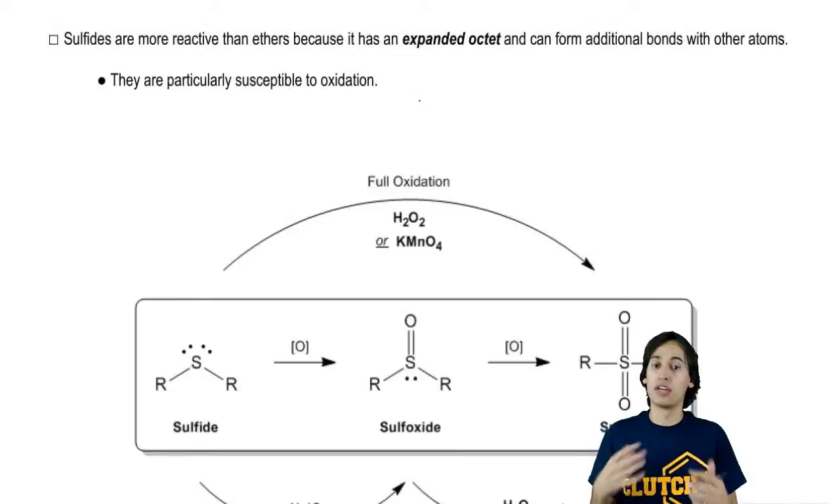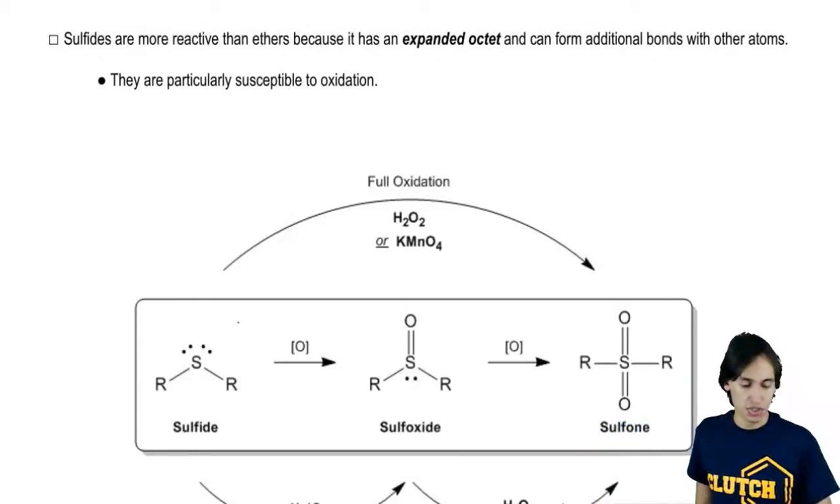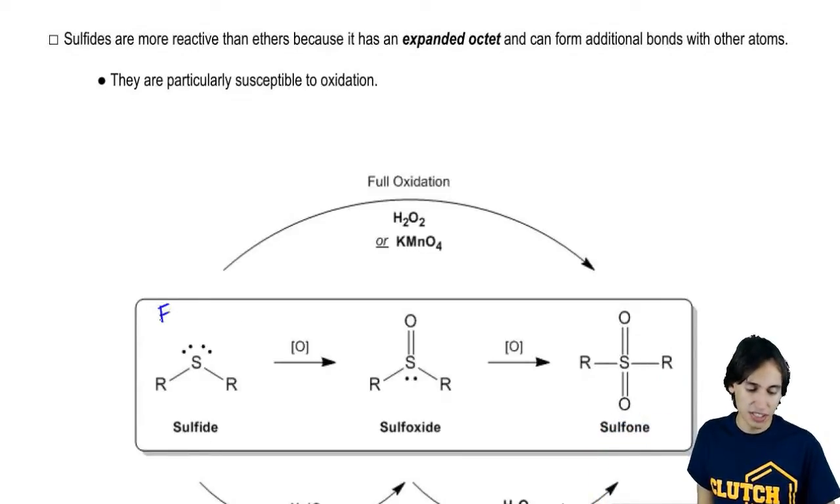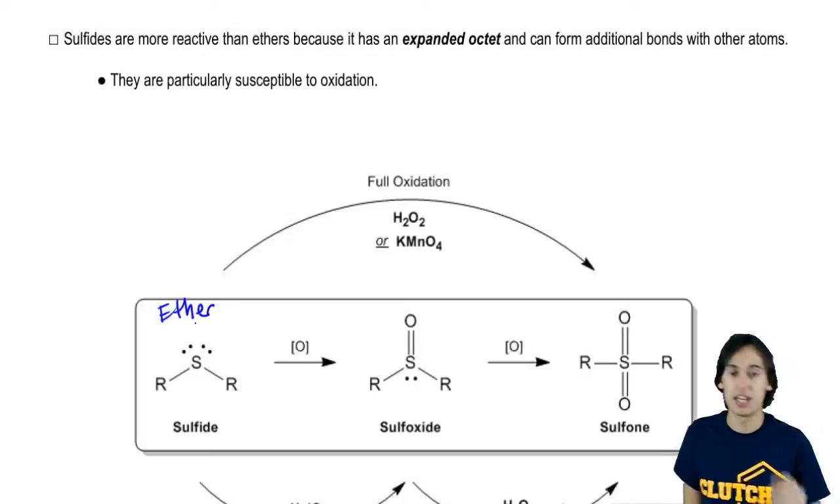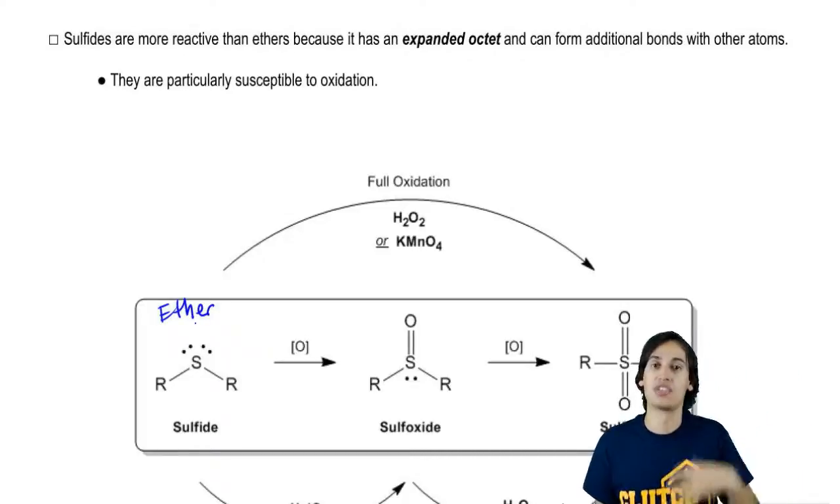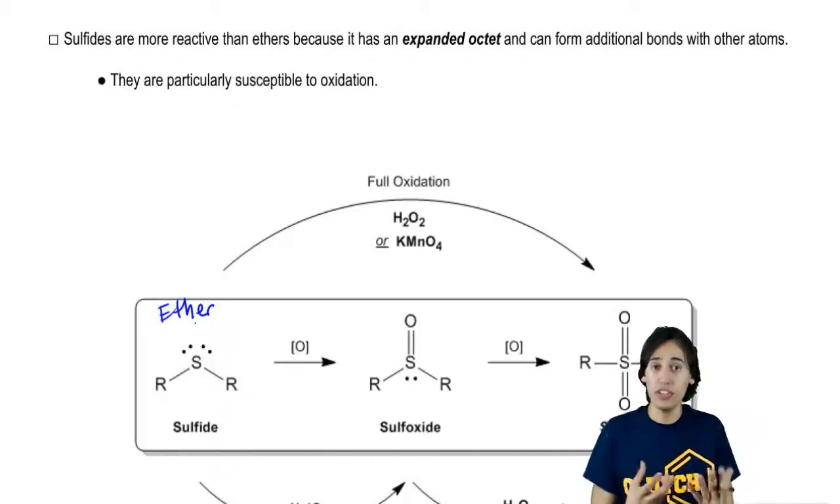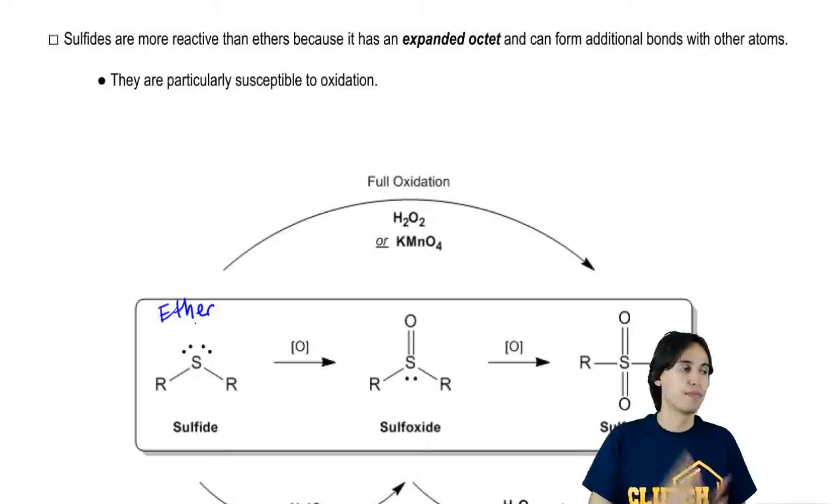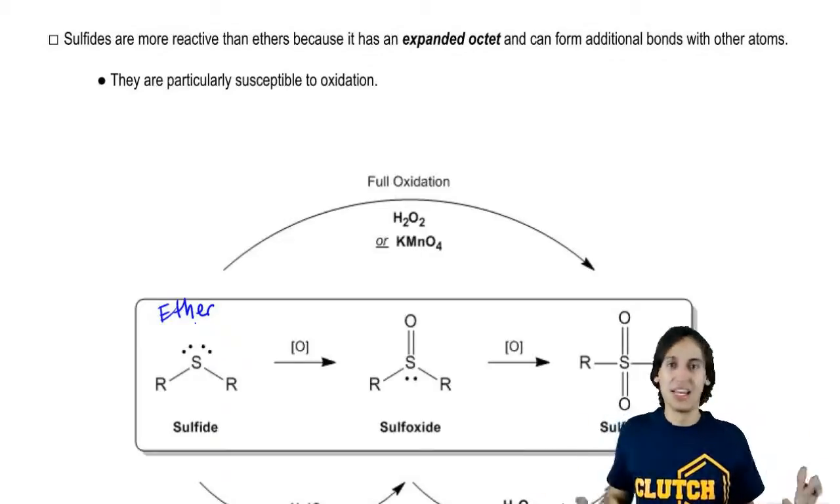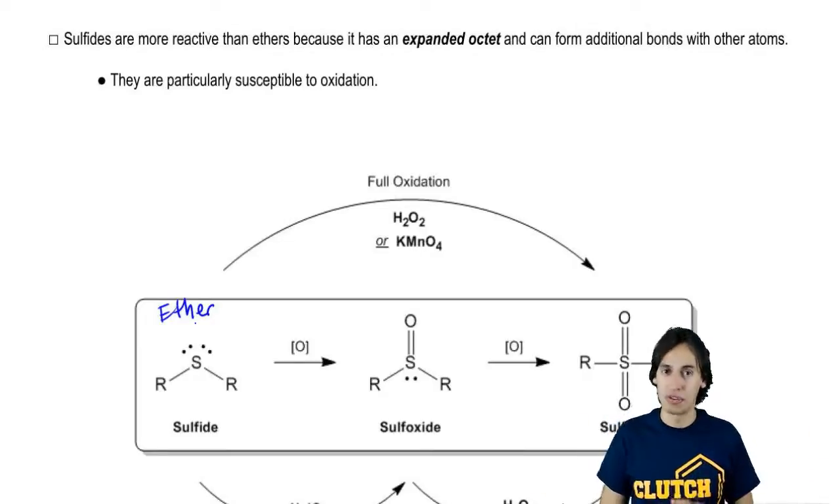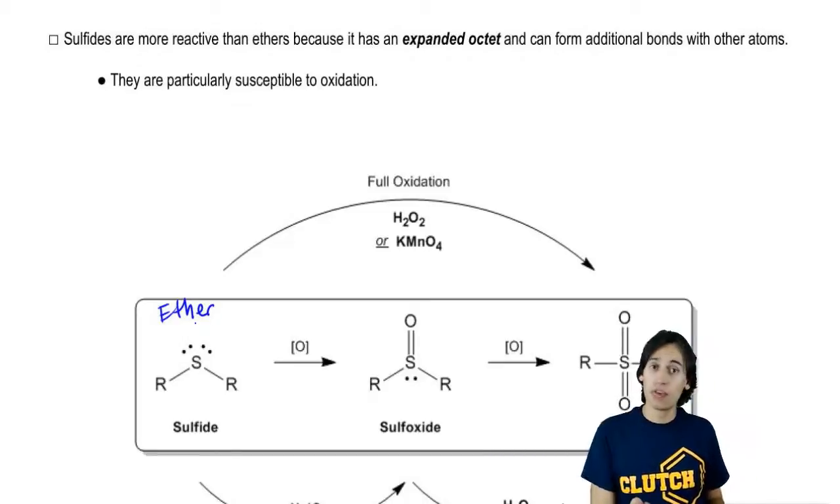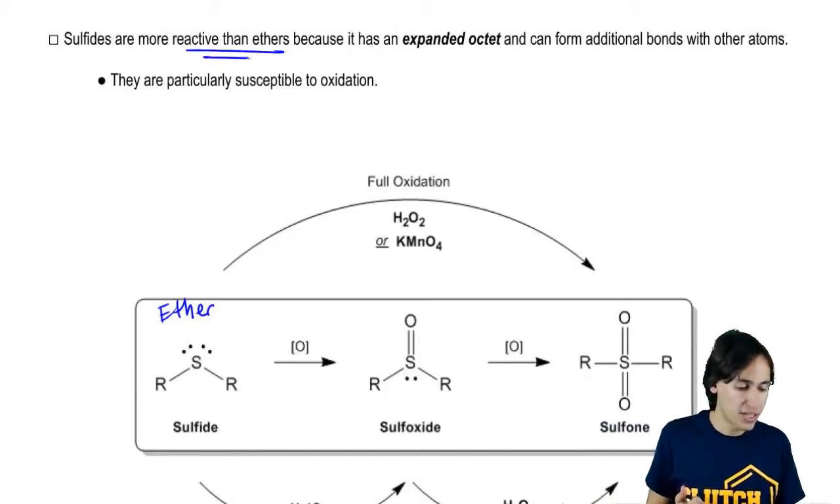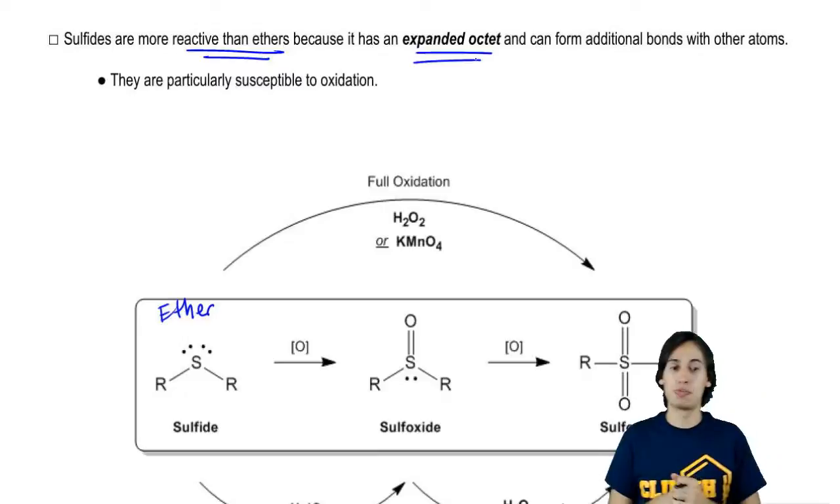sulfides are the analog of an ether. If you look at this sulfide down here, it's basically an ether, except instead of having an oxygen, it has a sulfur. Ethers, we've learned in the past, if you have watched my ethers lectures, don't really react with anything. They're very, very difficult to make react. But sulfides are actually going to be more reactive because they have an expanded octet.